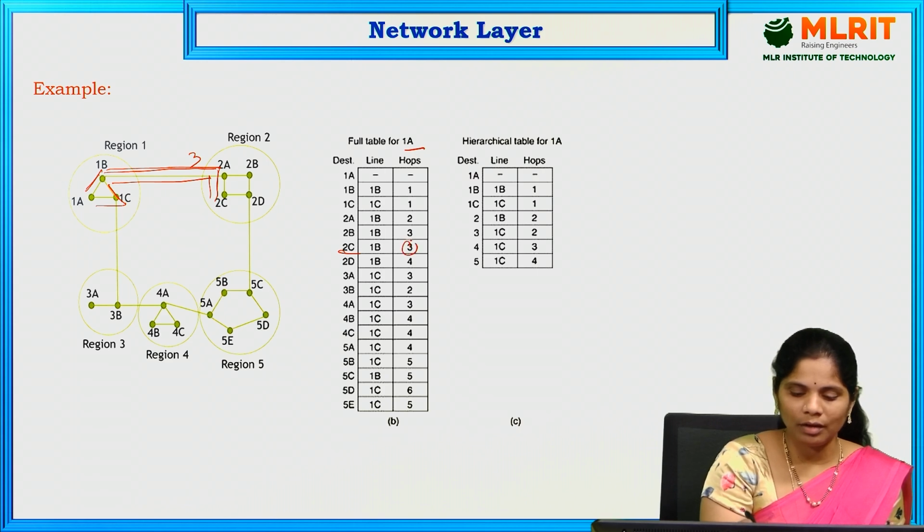Total how many are there? 3 are there. We are selecting this one, right? That's why we have to write 1B.